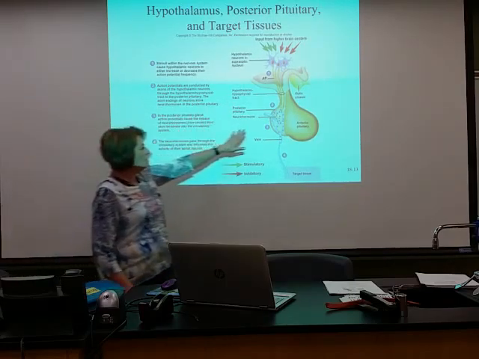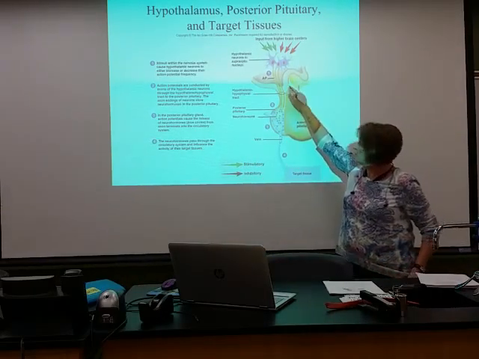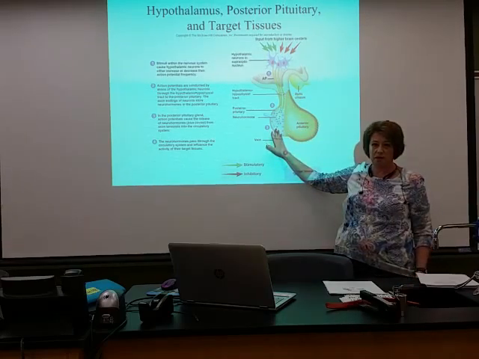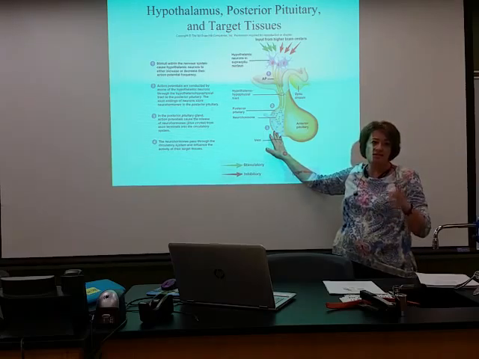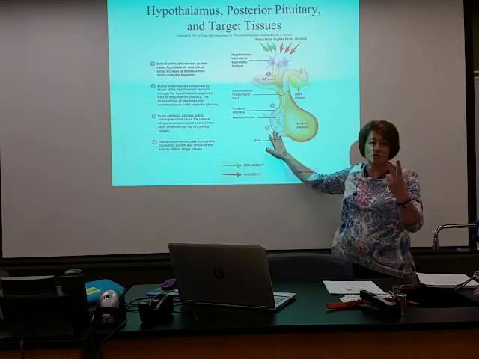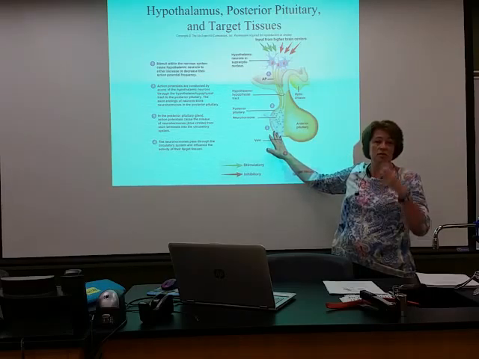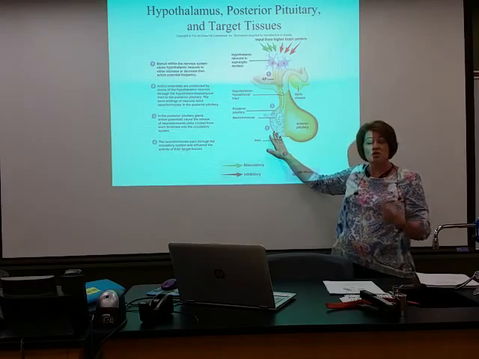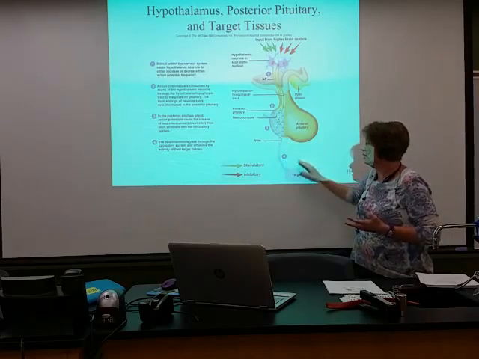So, on this posterior side, we're going to have that connection from the hypothalamus to the posterior pituitary. The posterior pituitary, however, only has the 2 hormones that it produces: the antidiuretic hormone and the oxytocin. So those are those 2 hormones from the posterior pituitary.